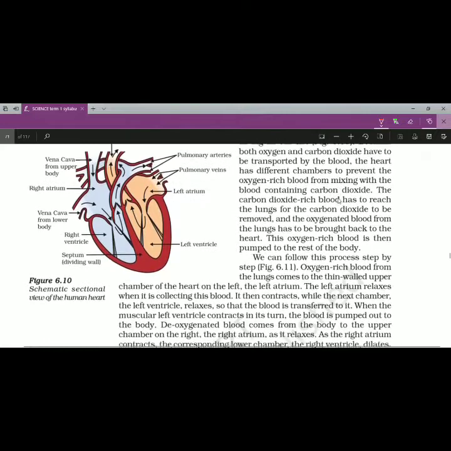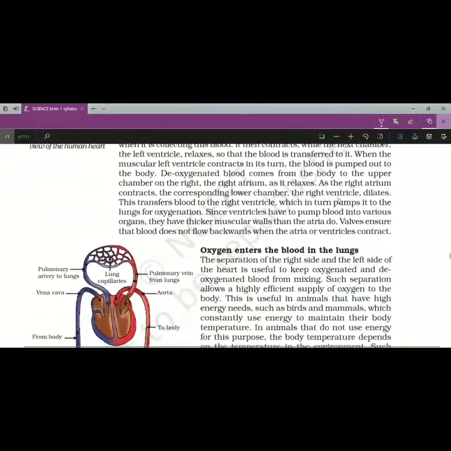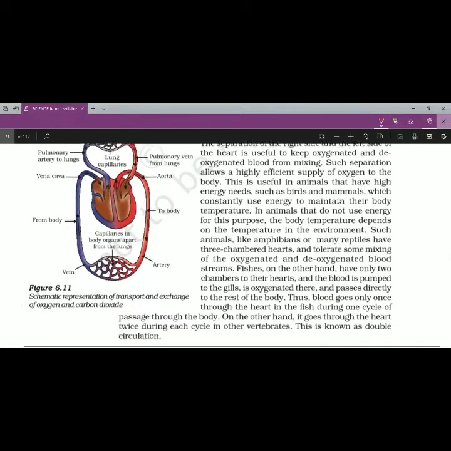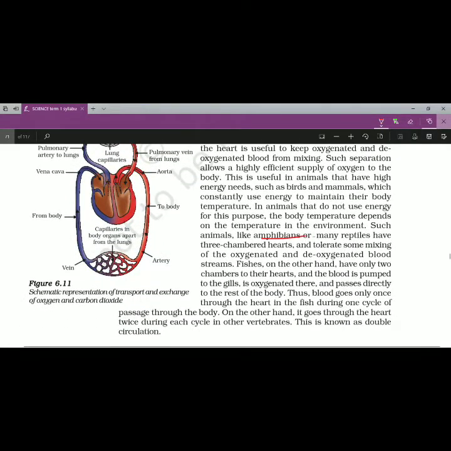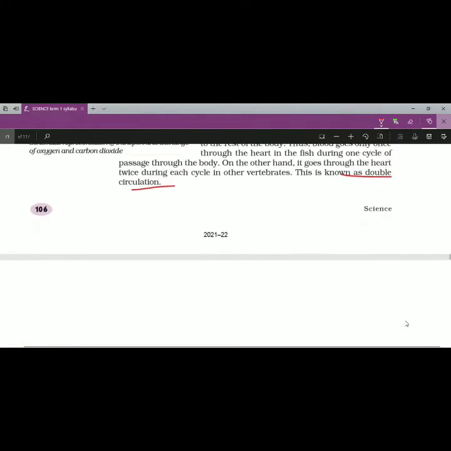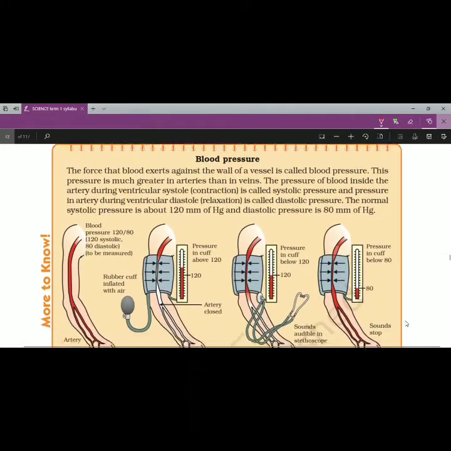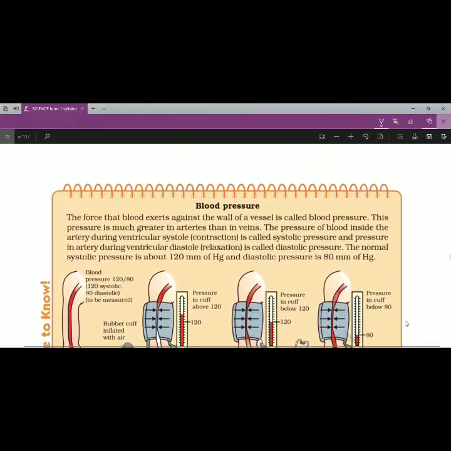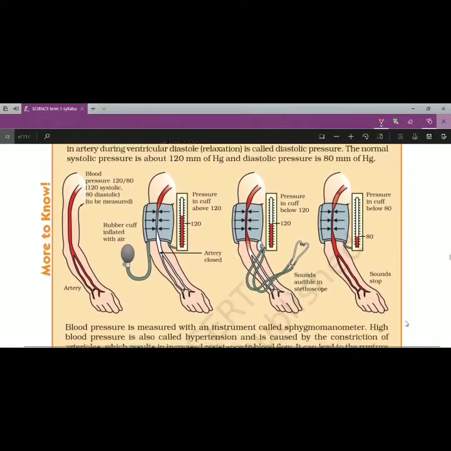Then heart, very important. There are some examples of 3-chambered heart species, 2-chambered hearts. Like amphibians, many reptiles have 3-chambered hearts, and fishes, they have only 2-chambered hearts. Double circulation definition is very important. I'm just telling you the questions which are important, but it doesn't mean that you leave the portion which I am not telling you. I'm just giving you the idea.